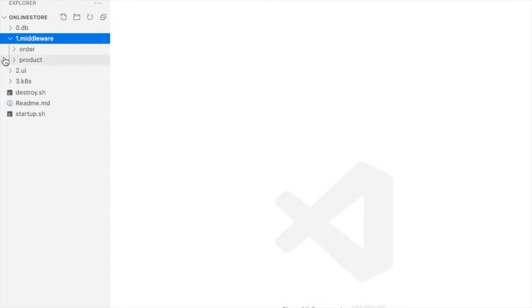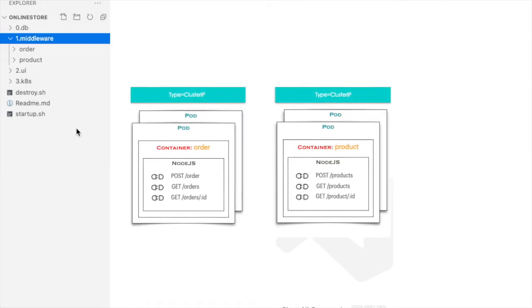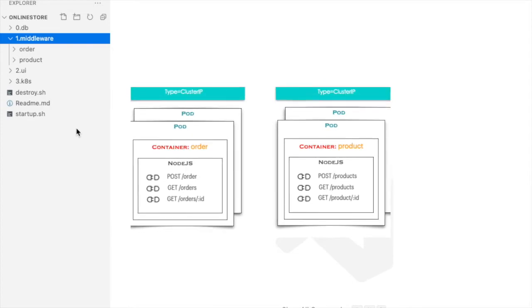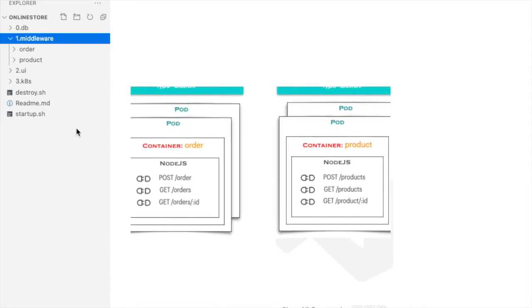We have then further created subdirectories where it made sense and where we have split our application further into smaller components. For example, orders and products are two further subdirectories under the middleware because each of them are separate applications.